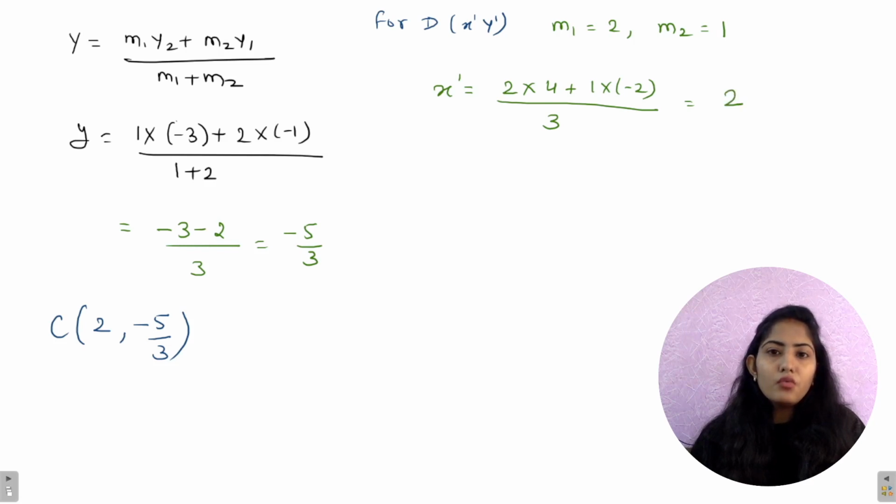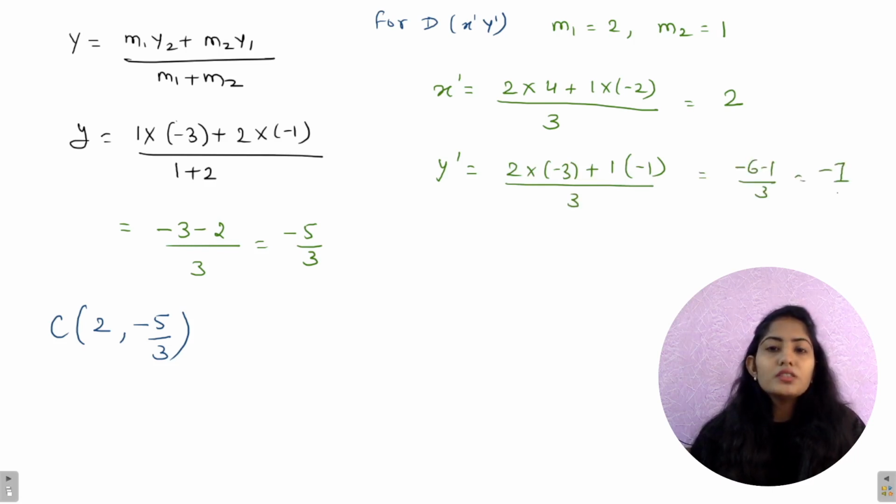So now come to the y dash. So y dash will be what? 2 into y2, that is minus 3, plus 1 into minus 1 upon 3. So it will become minus 6, 3, that is minus 7 upon 3. So this is the new coordinate for the d, that is x dash y dash, which equals 2 comma minus 7 upon 3. So this is the solution of this question.